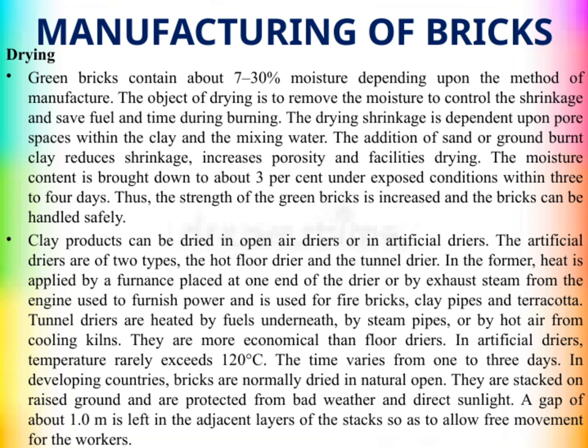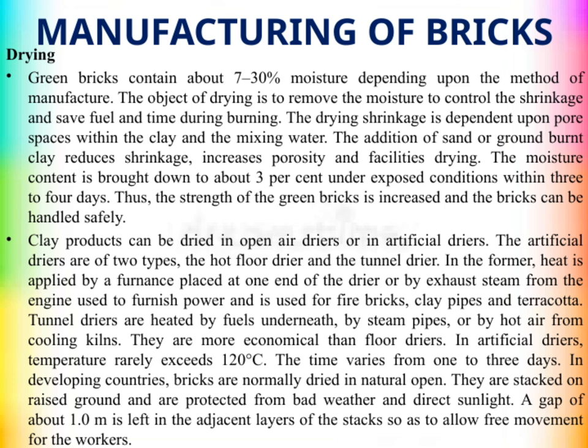Now, regarding drying methods, clay products can be dried naturally in open air or in artificial dryers. Artificial dryers come mainly in two types: hot floor dryers and tunnel dryers. In hot floor dryers, heat is supplied either by a furnace at one end or by exhaust steam from an engine. These are typically used for fire bricks, clay pipes, and terracotta. Tunnel dryers, on the other hand, are heated by fuels underneath, steam pipes, or hot air from cooling kilns, making them more economical than floor dryers. In artificial drying, the temperature usually doesn't exceed 120 degrees Celsius, and drying times range from 1 to 3 days.